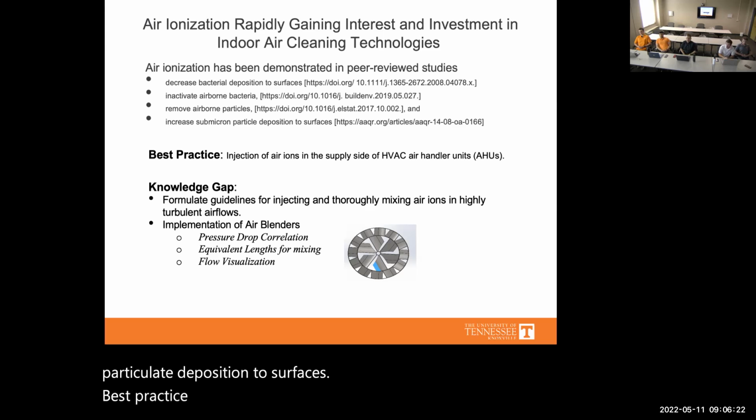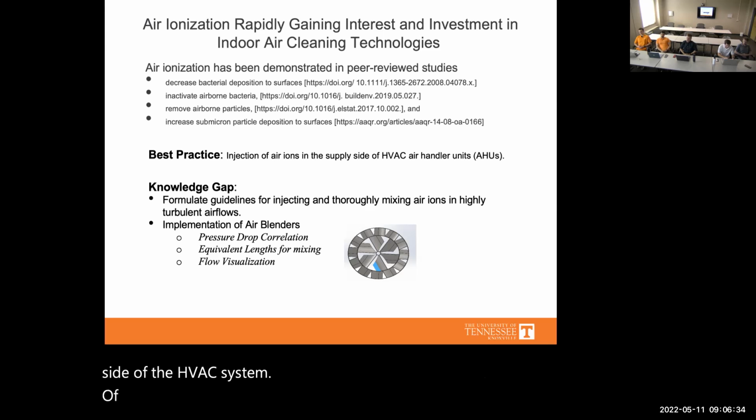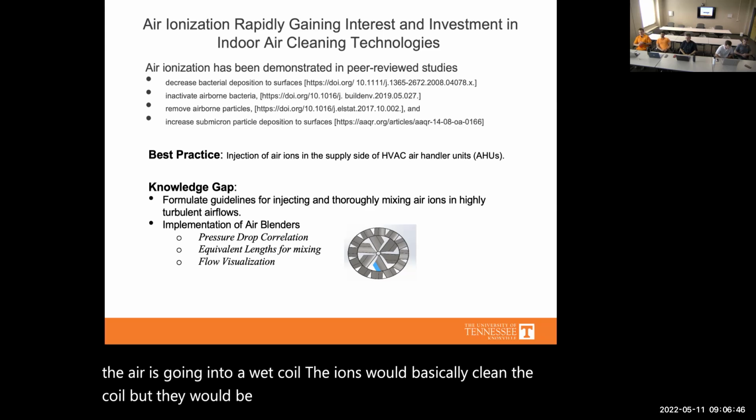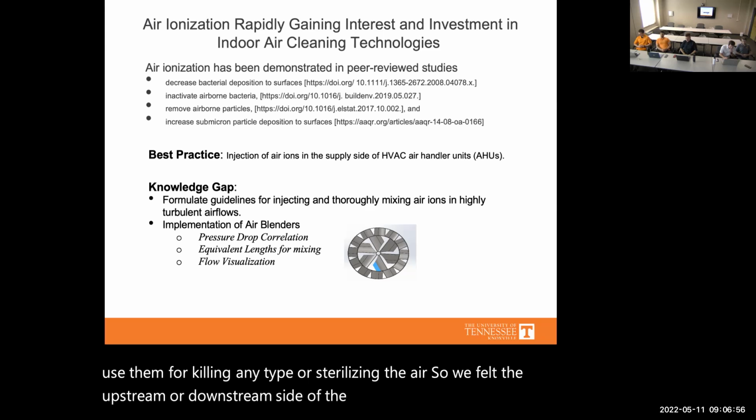Best practice. Where is the best place to inject these air ions? The team, myself, we felt that the best place to do this is on the supply side of the HVAC system of the air handler unit itself, not on the return, because in the return, the air is going into a wet coil. The ions would basically clean the coil, but they would be rendered used by the time we would want to use them for killing or sterilizing the air. So we felt the upstream or downstream side of the air handler unit on the supply was the best place.